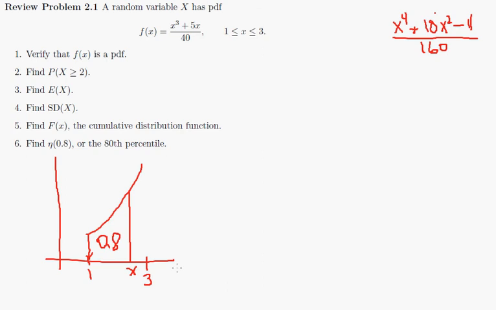That's what it means to be the 80th percentile, whether I'm under the bell curve or I'm under something else that isn't the bell curve. So I need to have the integral from 1 to x of the density function, which in this case is f of t dt, to be equal to 0.8.